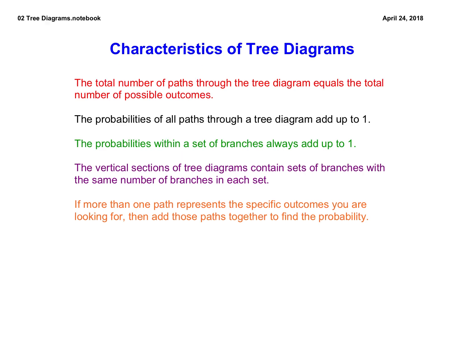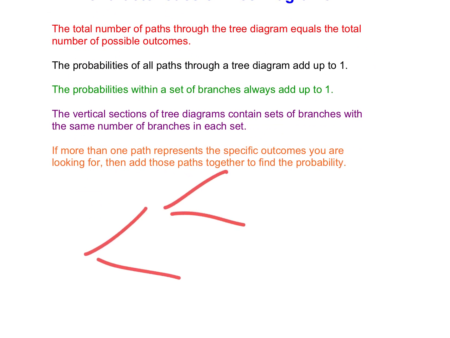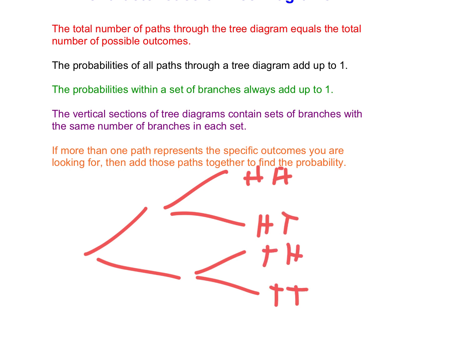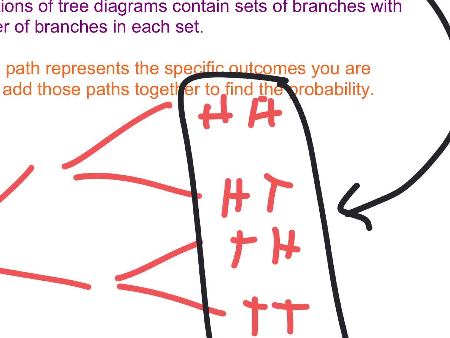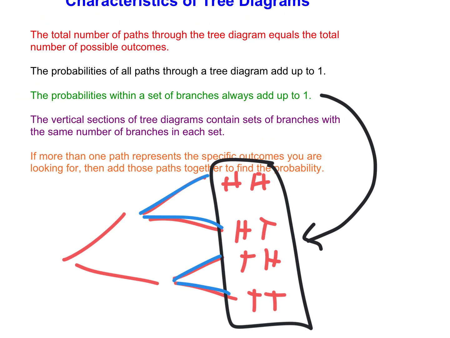Oh, so you remember when we had this, and then we had heads, heads, heads, tails, tails, heads, and tails, tails. Those are all of the outcomes that could happen, and that adds up to 1. All those probabilities add up to 1. We mentioned that already. The vertical sections contain a set of branches with the same number of branches in each set. So the point here is that if I make 2 branches here, I gotta make 2 branches there. That one seems kind of obvious to me.